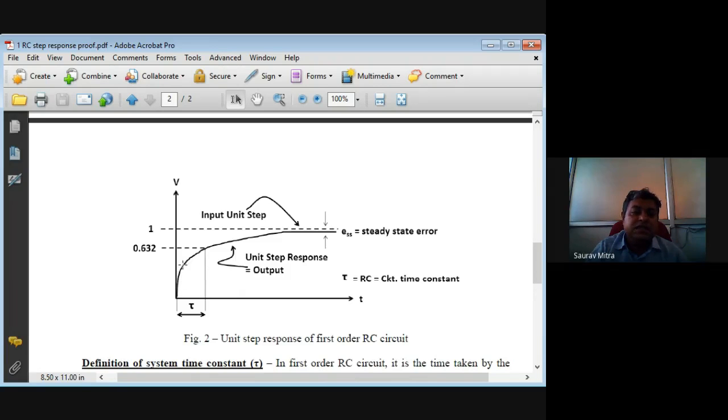So initially the charging is fast, then the rate of charging becomes slow, and at some point it saturates. Even if the voltage is connected, the capacitor is not charging anymore. It will remain stable at the same charging point. That point is called the settling point.